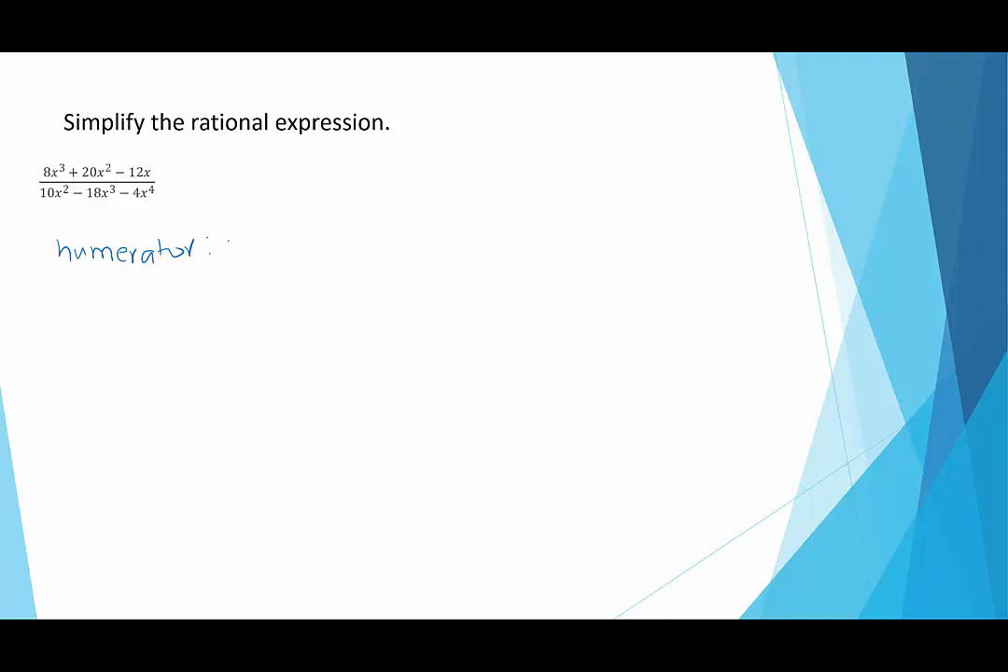The exponents go in order, so I like that. So 8, 20, and 12 all have a factor of 4 in common. X cubed, x squared, and x all have a factor of x in common. So let's factor out 4x. That's going to leave me with 2x squared plus 5x minus 3. And now we want to see if this trinomial is factorable.